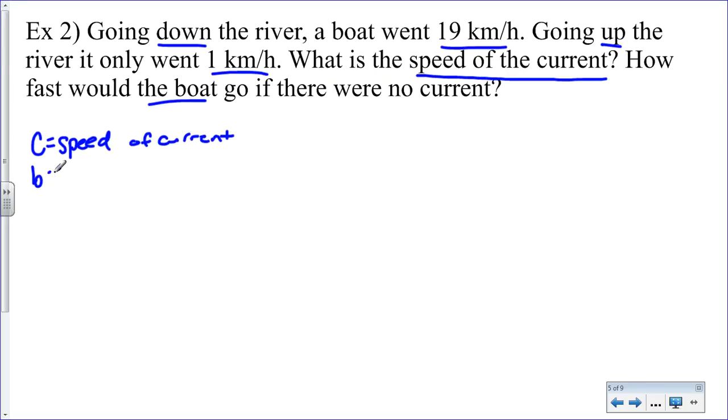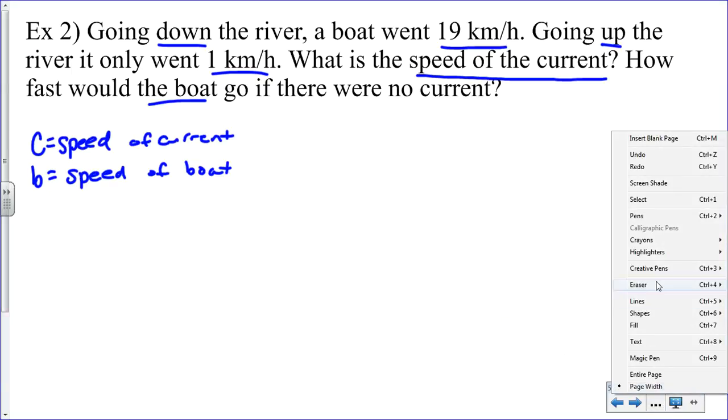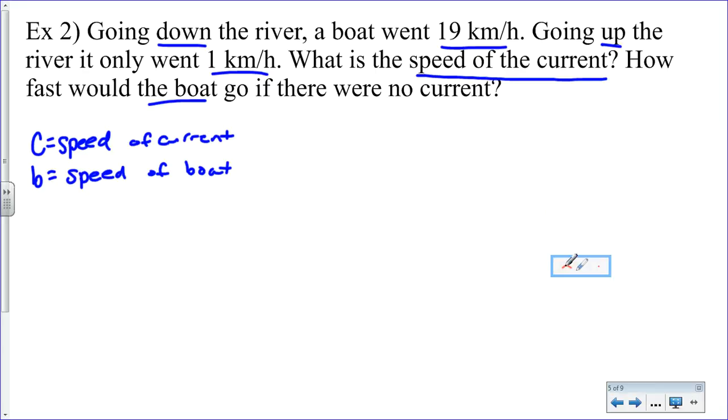I'm going to use B for the speed of the boat. And as you're doing this, think about what it would mean mathematically if the current is actually going to help your speed when you're going downstream. Okay, so if the current is going to help my speed when I'm going downstream, I'm going to actually add the two together.